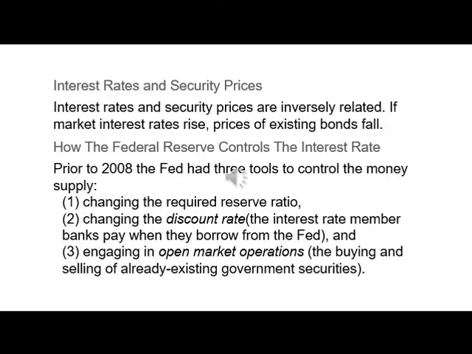How the Federal Reserve controls the interest rate. Prior to 2008, the Fed had three tools to control the money supply. 1. Changing the required reserve ratio. 2. Changing the discount rate, the interest rate member banks pay when they borrow from the Fed, and 3. Engaging in open market operations, the buying and selling of already existing government securities.